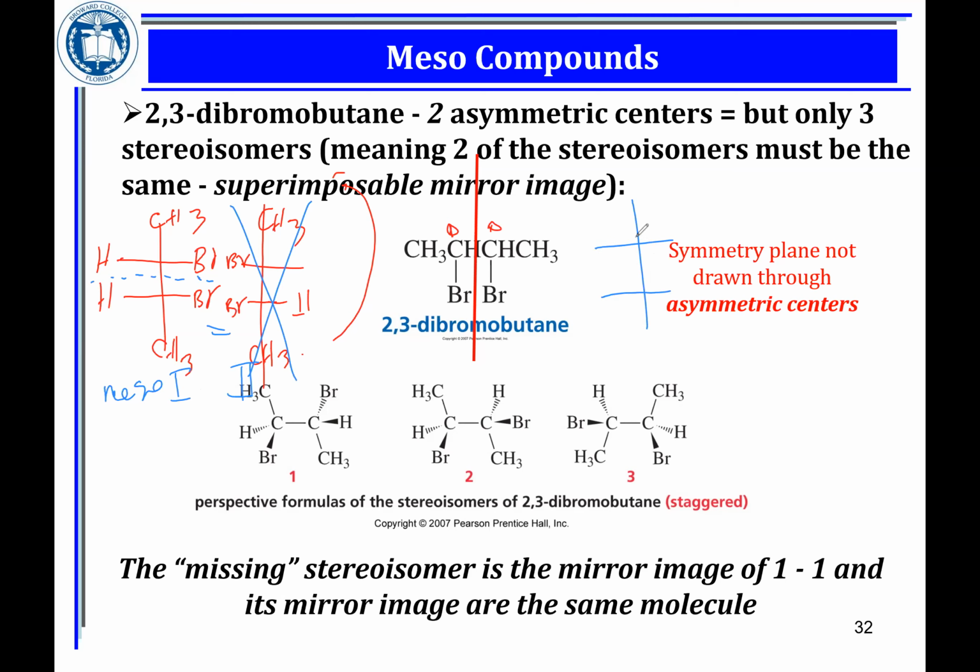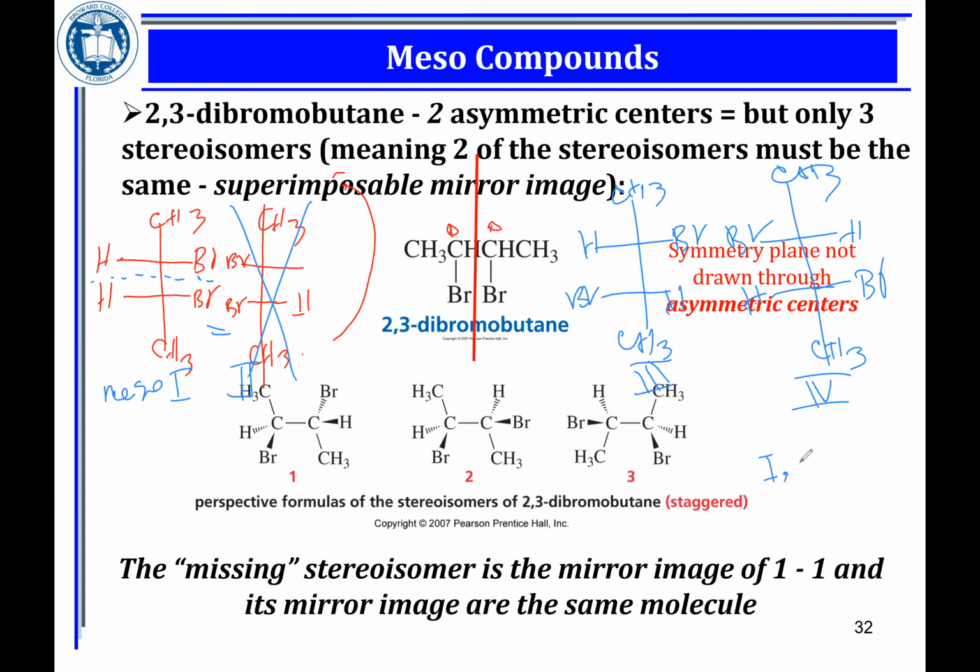So we have Br on one side, hydrogen, and then Br and hydrogen. You have a mirror image for this one: Br, hydrogen, and hydrogen, Br. So structure 1, structure 2, structure 3, and structure 4. What is the relationship between structure 1 and 2? What's the relationship? They are enantiomers.